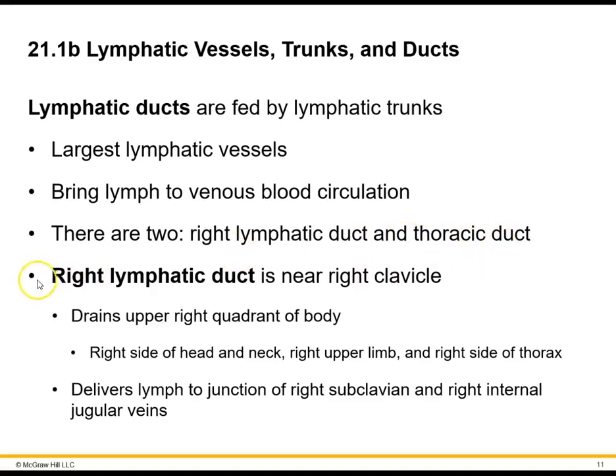The right lymphatic duct is near the right clavicle. It's going to drain the upper right quadrant of the body, so the right side of the head and neck, the right upper limb, and the right side of the thorax. It's going to deliver lymph to the junction of the right subclavian and right internal jugular veins.